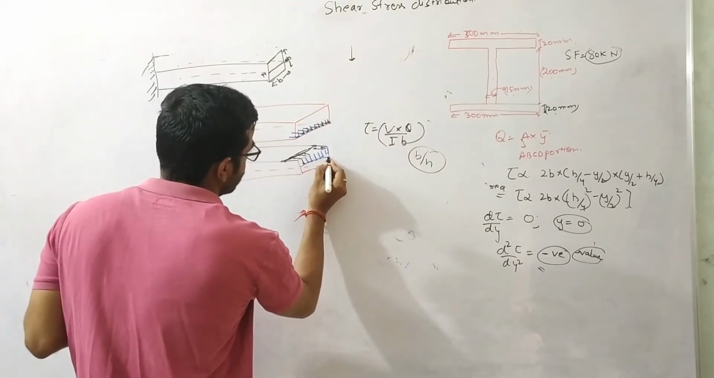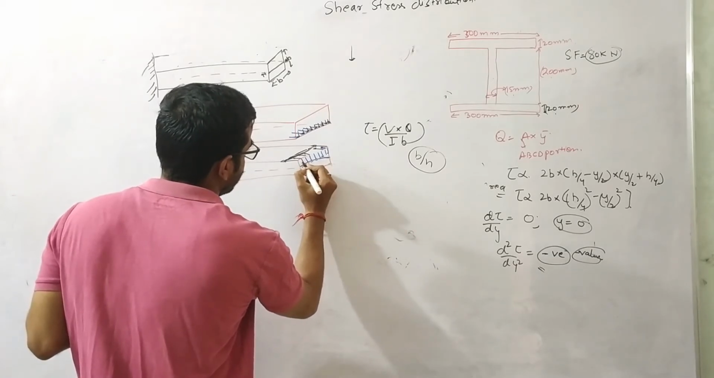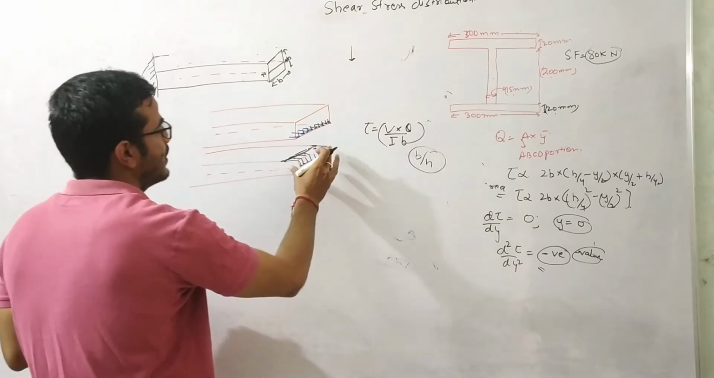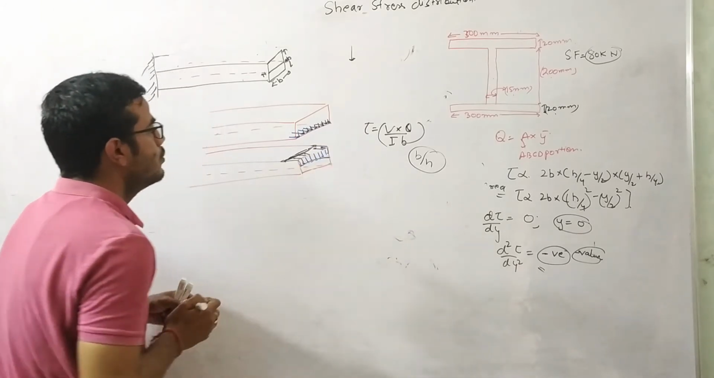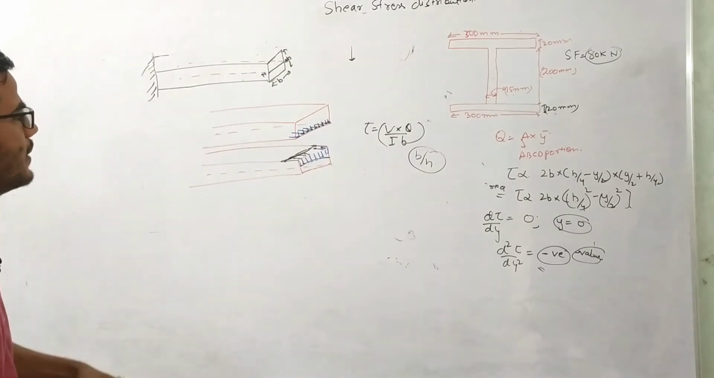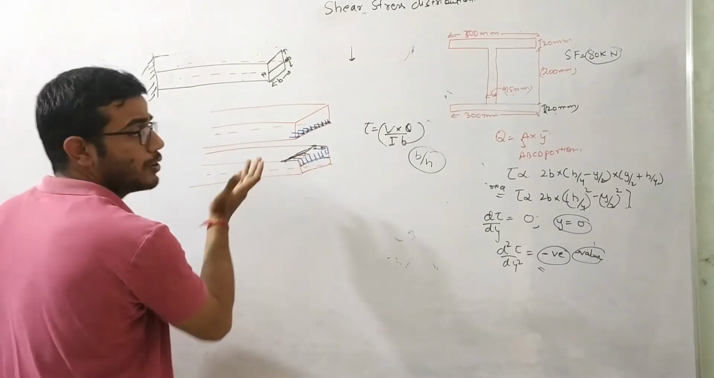Here also the actual variation will look like this. The shear stress variation will look like this at the neutral axis level. But through this formula we are calculating the average value. So this is the thing which I want to show over here: how the shear stresses come into the picture.